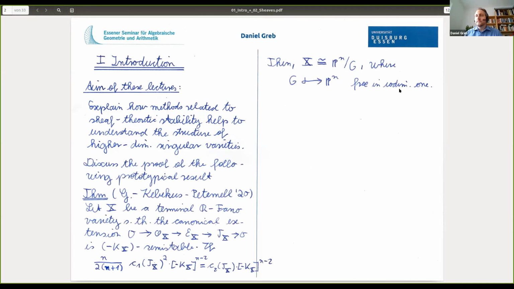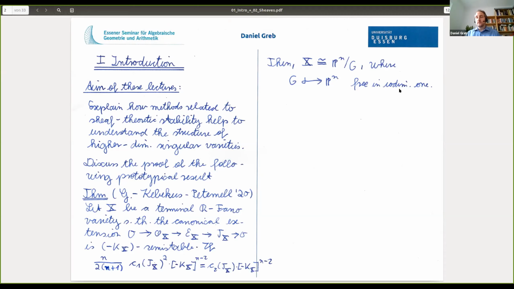So the final goal will be to discuss the proof of the following prototypical result, which is a uniformization result for singular Fanos. This is not the most general thing we can prove, but I hope it conveys the main ideas and gets rid of some technical problems that are actually difficult and not so easy to deal with when you want to prove the most general result.